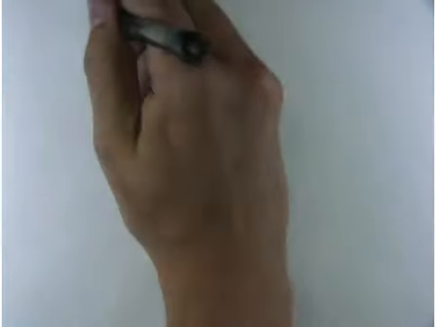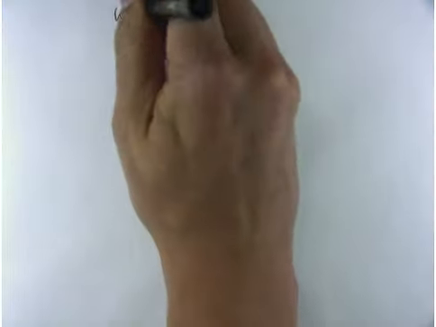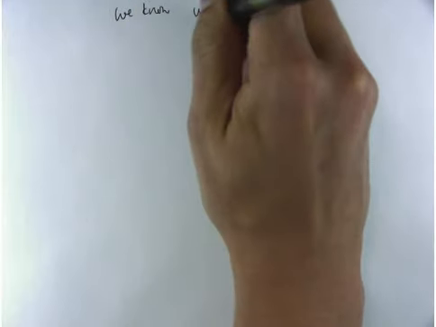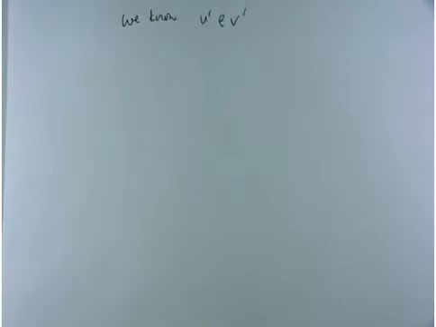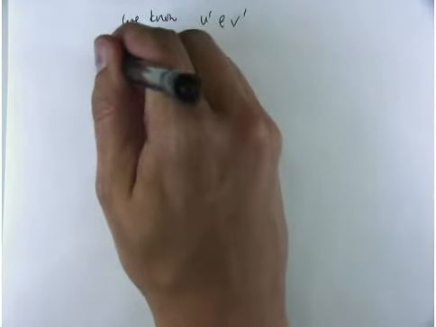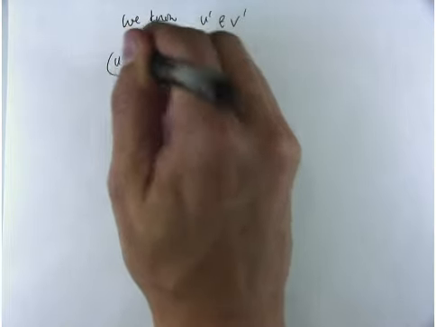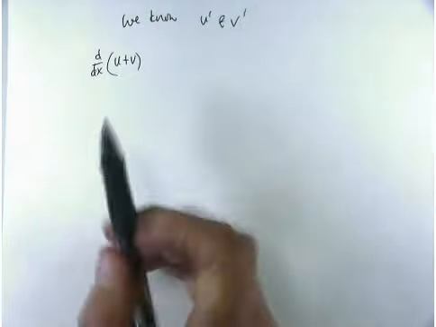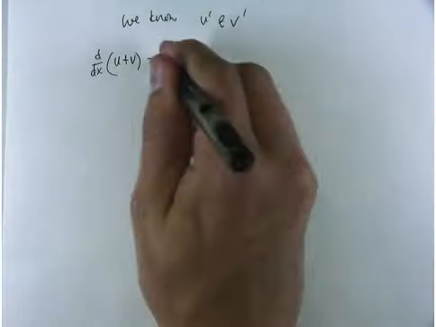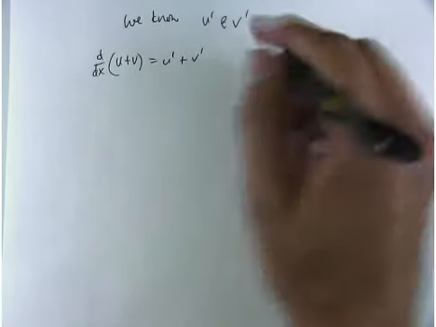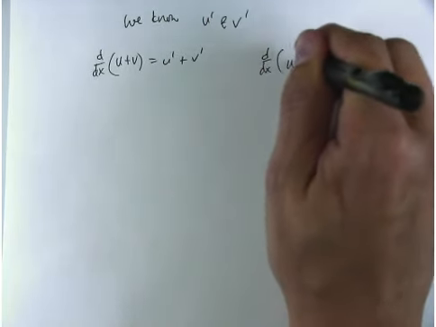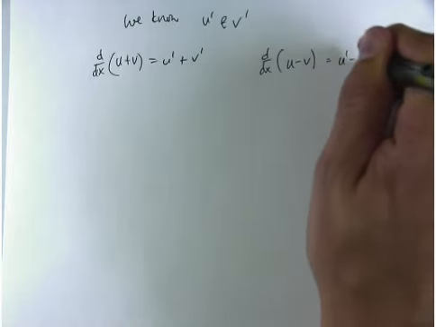So, we know u prime and v prime. So if I wanted to take the derivative of their sum, that's super easy. If I want to take the derivative of their difference, that's also super easy.